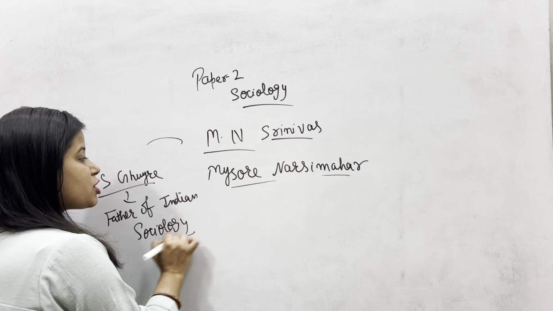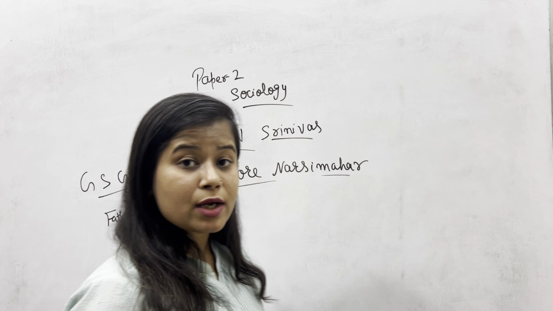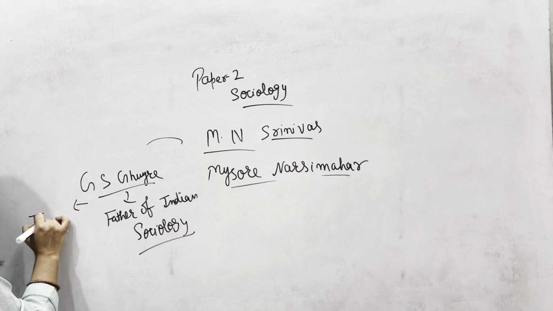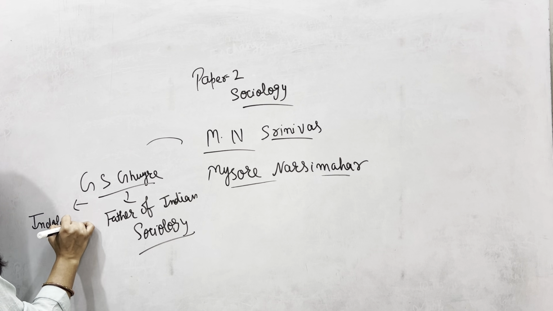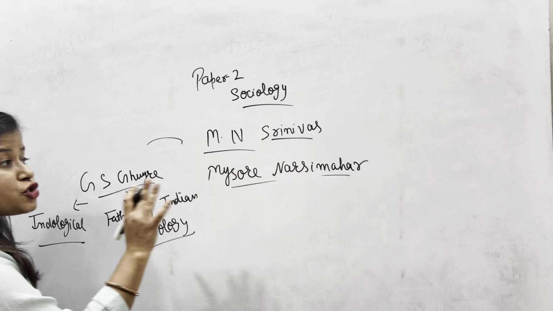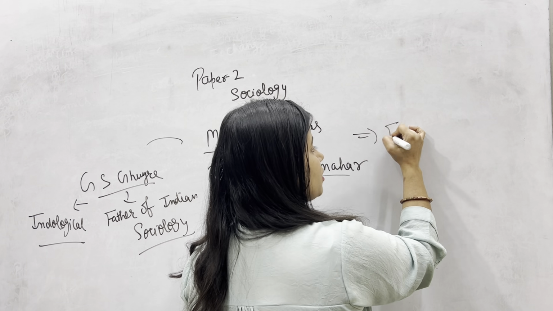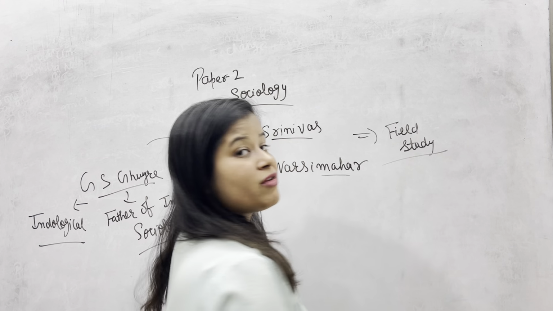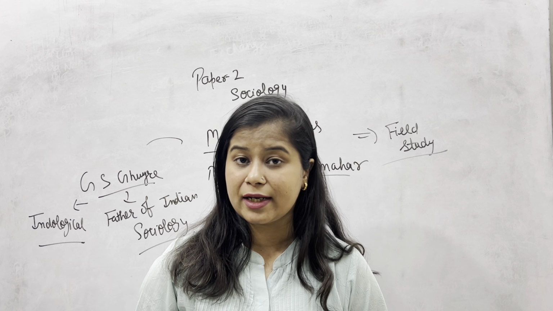G.S. Ghurye was working on the Indological perspective, whereas Srinivas was working on the concept of field study. He was mentioning the relevance of field study to study Indian society.